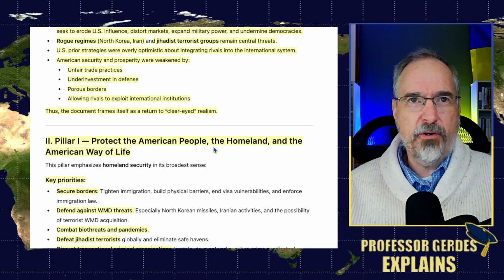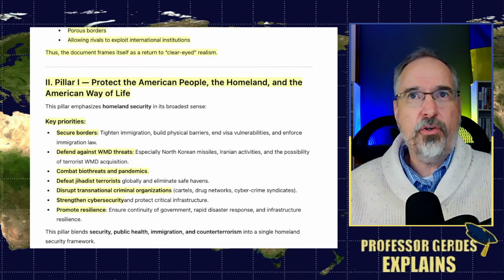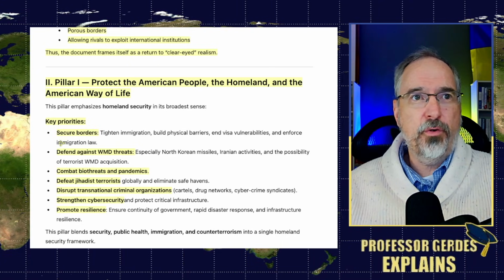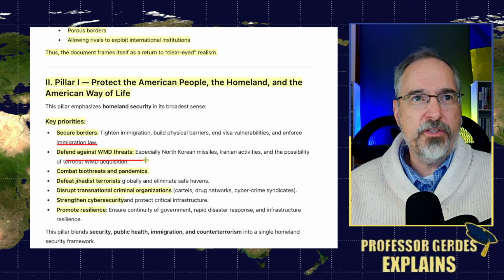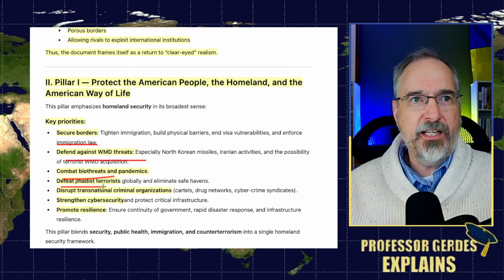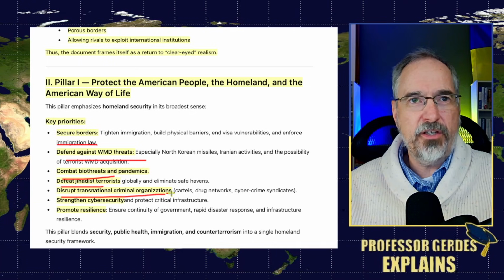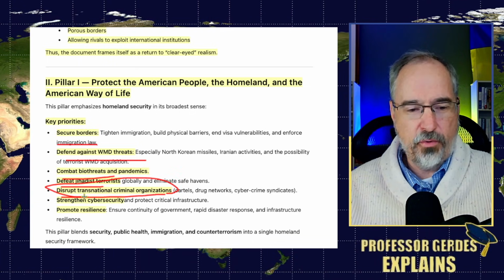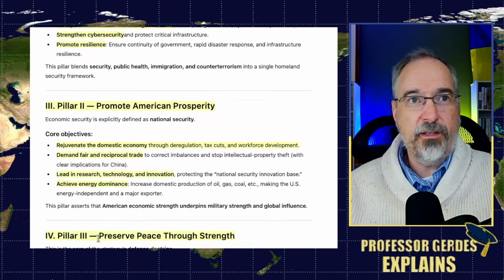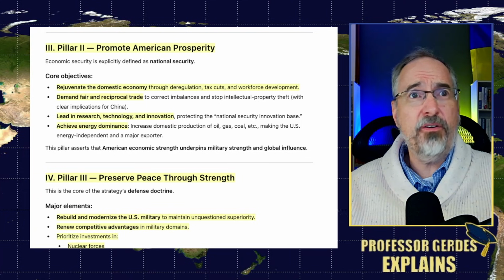Pillar 1, protect the American people, the homeland, and the American way of life. Okay, so key priorities are again going to be about secure borders, weapons of mass destruction threats, combating bio threats, defeating jihadists and disrupting transnational criminal organizations. The only one that really stuck around here is the transnational criminal organizations, as we're talking about with Venezuela right now.